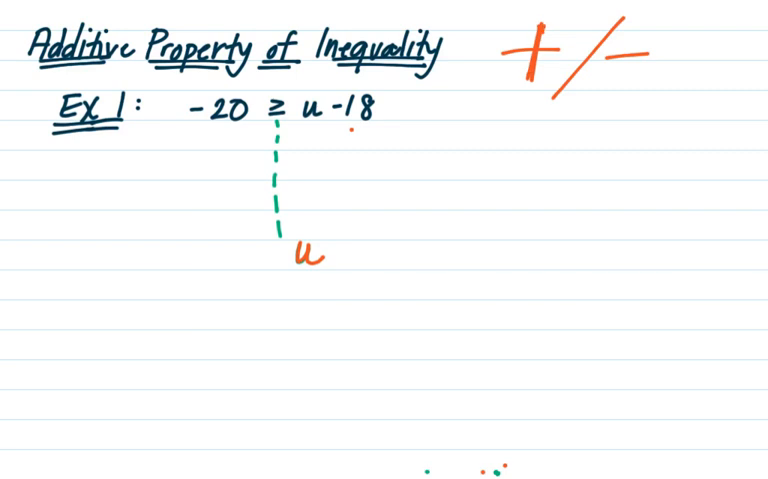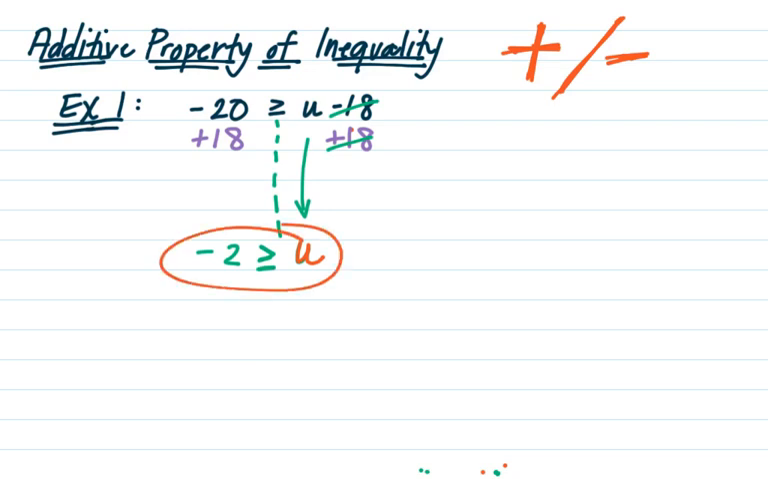Well, the opposite of plus is minus. So if we want to remove a minus 18, we'll plus 18. Now, if we plus 18 to the other side, it's not going to change the inequality relationship. So we have just U here. Minus 20 plus 18 is minus 2. And this inequality symbol will stay the same.